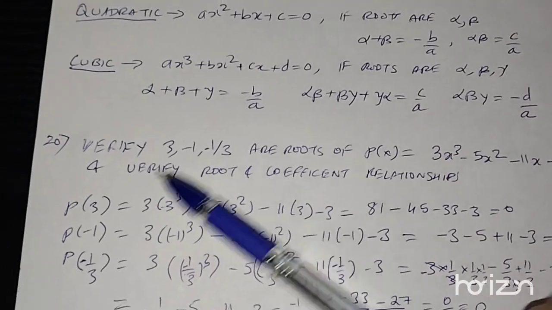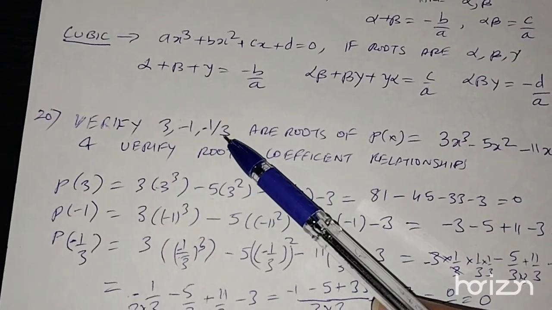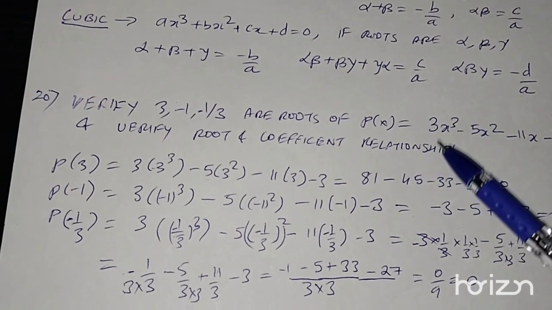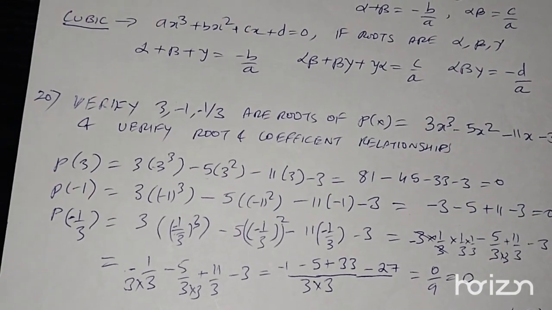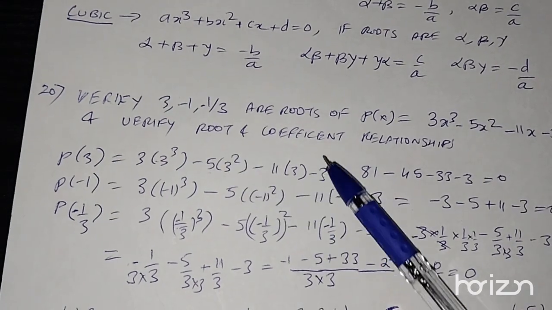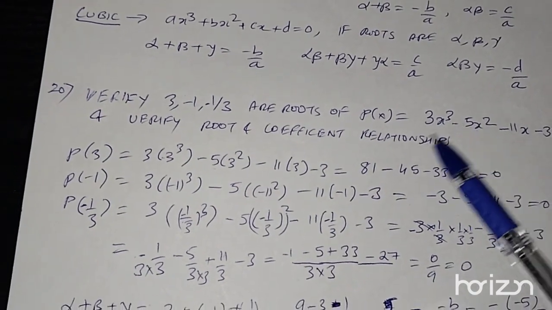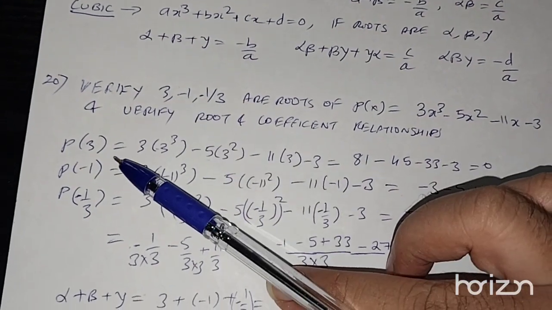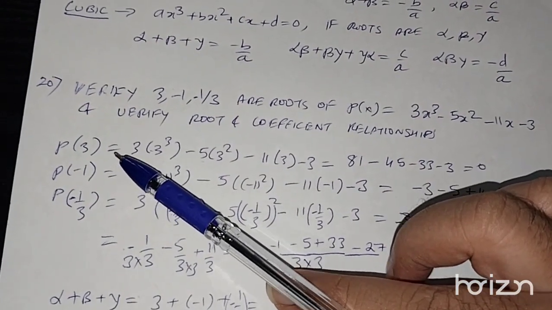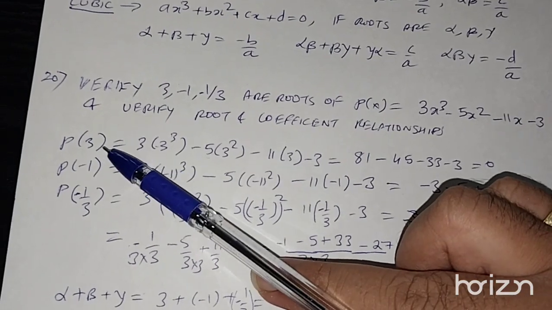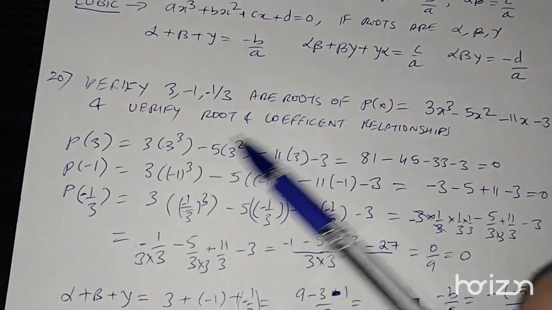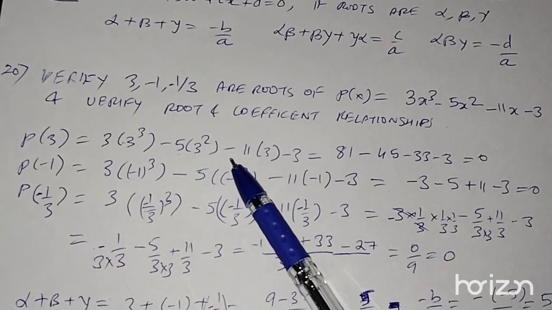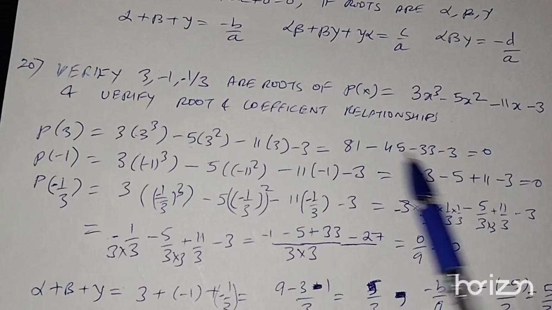Let's do a problem. Verify 3, minus 1 and minus 1 by 3 are roots of the polynomial 3x cubed minus 5x squared minus 11x minus 3, and verify the root and coefficient relationships. See, if you want to test whether a particular value is a root, you have to put that value in the polynomial and see if it results in 0. Okay, so if you take p of 3, 3 into 3 cubed is here, minus 5 into 3 squared is here, minus 11 into 3 is there, and minus 3 is there.